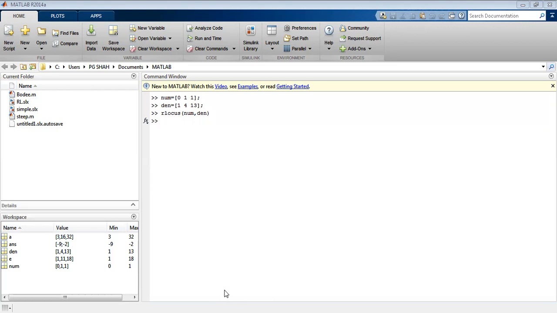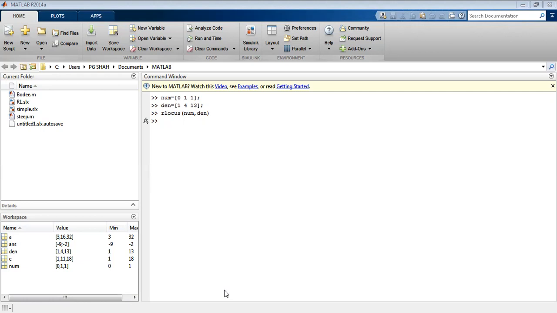Okay, so one will start. So this angle is actually this angle. This angle is actually 198.43, and this angle is 161.57. So this is actually the root locus plot for the given example.